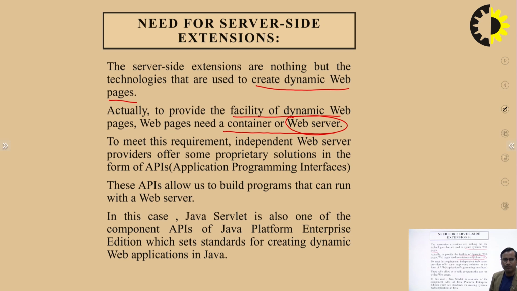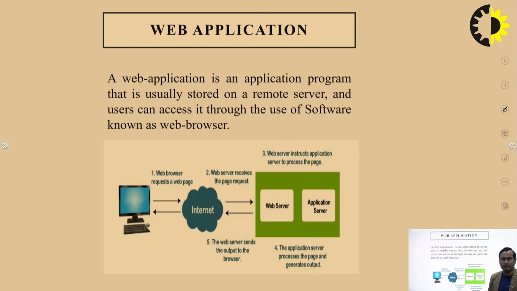dynamic web pages. In this case, the Java Servlet is also one of the component APIs of the Java Platform Enterprise Edition, which sets the standard for creating dynamic web applications in Java. So if I am talking about Java, Java Servlet is a component API of Java Platform Enterprise Edition, right? That sets the standard for creating dynamic web pages, right? So by using this Java Servlet, we can create dynamic web pages.